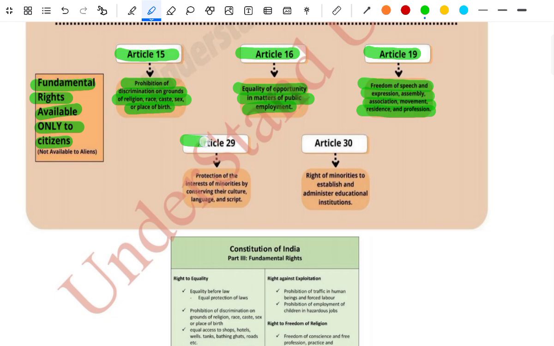profession. Article 29, the protection of the interests of the minorities by conserving their culture and language. Article 30, the right of minorities to establish and administer educational institutions.